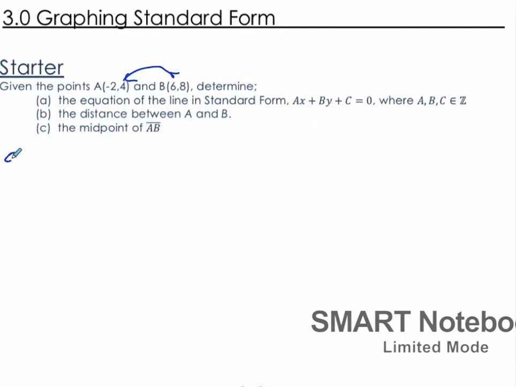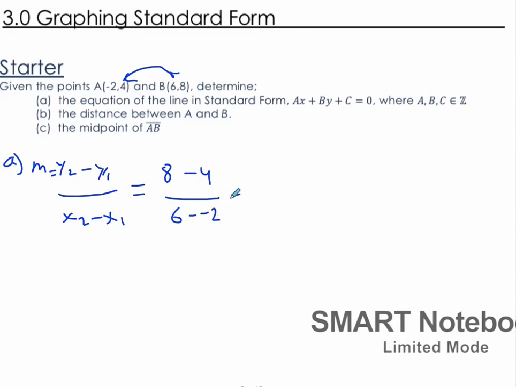First thing we need to do is find the slope. Okay. So we always need to find the slope when we're finding the equation of a line. So remember, the slope is y2 minus y1 over x2 minus x1. Okay, so that equals, in this case, 8 minus 4 over 6 minus negative 2, which equals 4 over 8, which equals half. So we have the slope equals half.